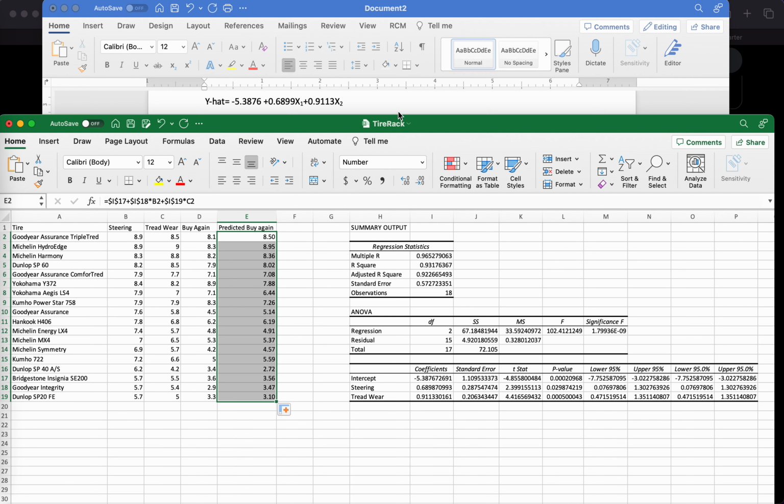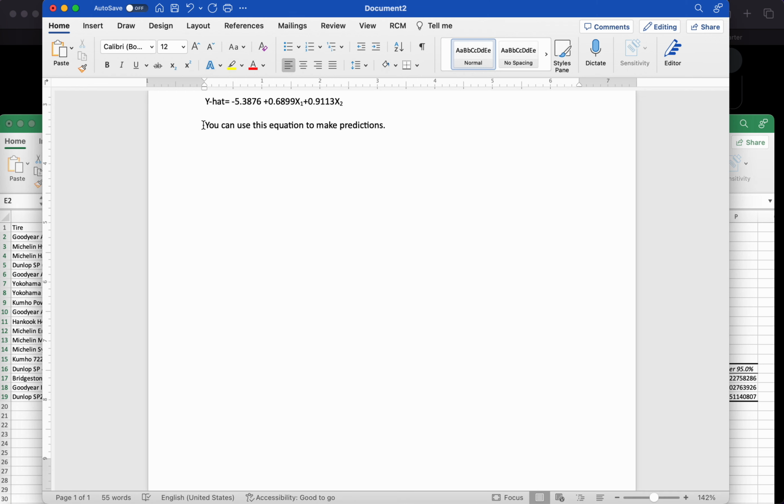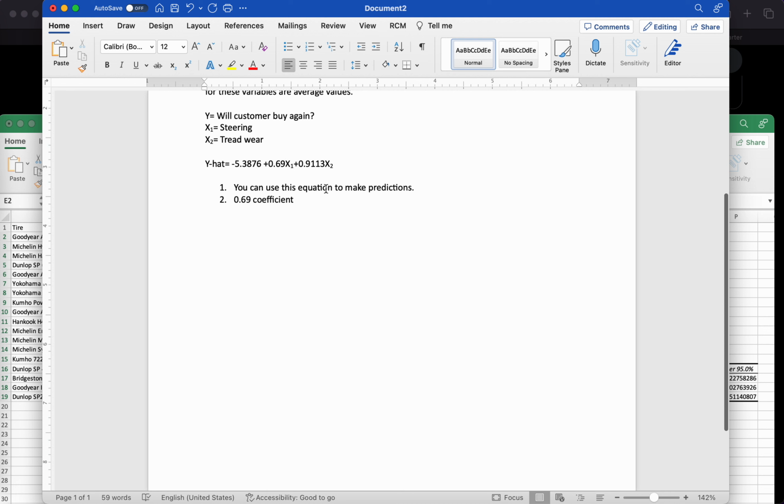Before I do that, there's one other thing that we need to talk about. So you can use this equation to make predictions. That's one thing. The second thing that you can use this equation for is that the coefficients mean something. Say for example, 0.6899 is the coefficient. Or you know what? Let me just round that up to 0.69. And 0.91. Let's just keep 2 decimal places. Four of them is too much. So 0.69 is the coefficient for steering.